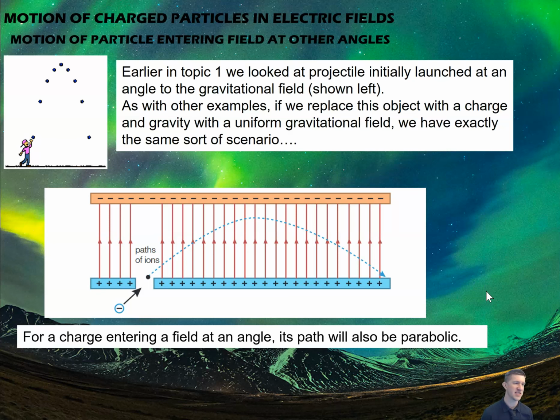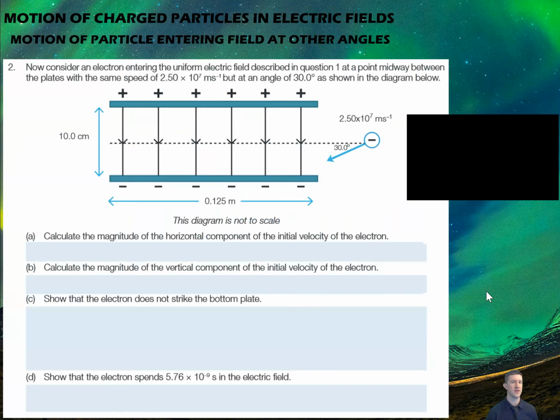So if I have this small gap in my electric field and I fire a charge into it, it also follows a parabolic path, because remember that this is identical to an object moving through a gravitational field. So using this concept, have a go at this kind of question.